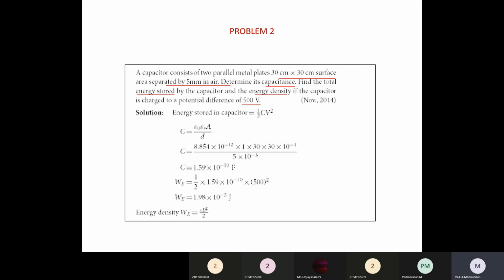Then energy. What is the energy stored in a capacitor? Half C V square. They are given the potential value, and the capacitance value we have just found out. So we will get the energy WE equal to this. Then energy density equals half epsilon E square, half epsilon E square here.